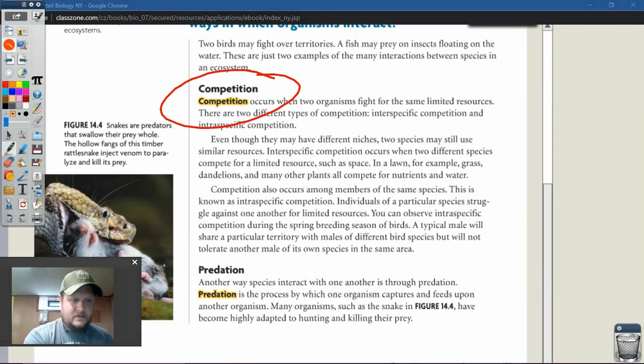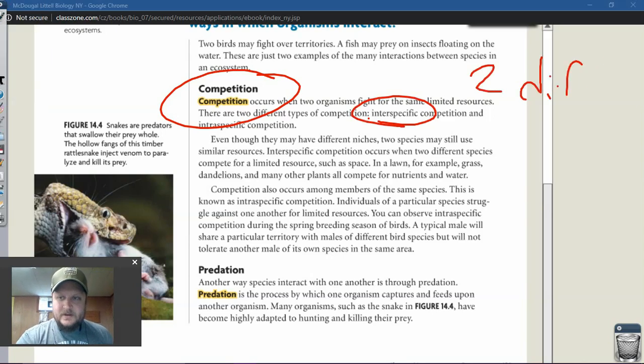Okay. All right. So when we're talking about competition, we could be talking about two different types of competition. We could be talking about competition between two different organisms for the same resources, or we could be talking about competition within the same species. Okay. And I misspoke before. Not two different organisms. Interspecific. Right here, interspecific, two different species.